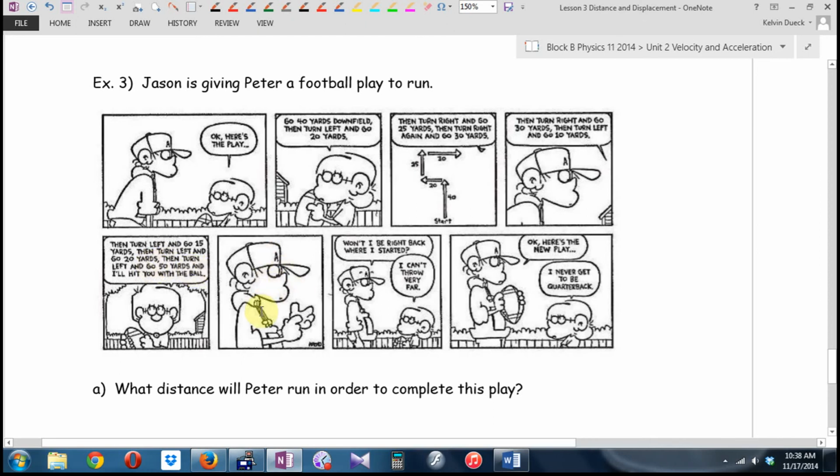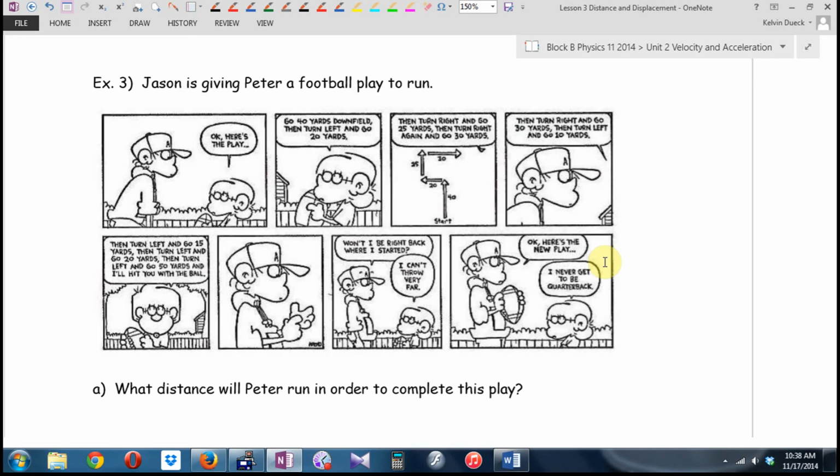His older brother Peter thinks for a little bit. Won't I be right back where I started? Jason says, I can't throw very far. Peter says, okay, here's a new play. I never get to be quarterback. If it wasn't so cold outside, I would take you guys out. We have run this play in the field. The math is correct. You do end up back where you started from.